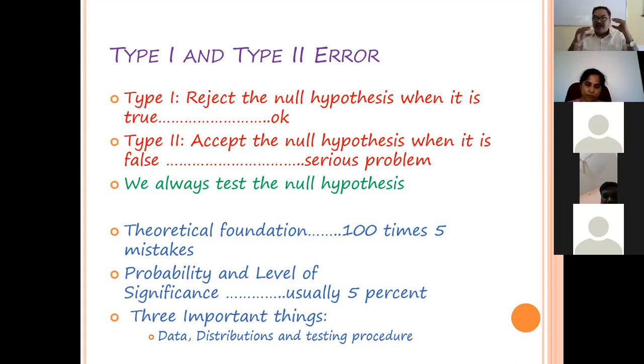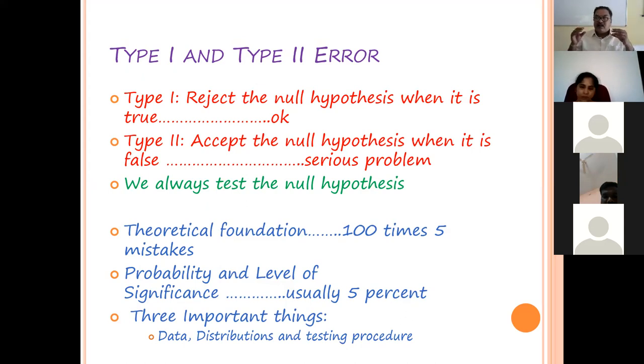You should have 95% of the confidence and your error should be less than 5%. So what are the theoretical foundations? If you repeatedly conduct 100 times, for example, if you repeat the sampling 100 times and make mistakes 5 times, that is not a big mistake. Having that theoretical foundation, we allow 5% errors in our decision making.